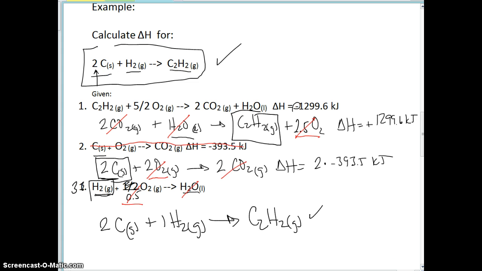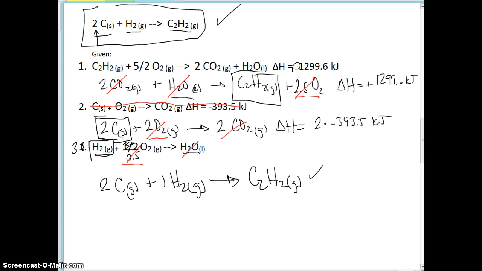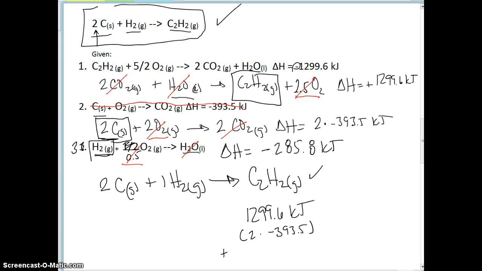So let's see, from the first one we have 1299.6 kilojoules, and we're going to add this to our second one, which is going to be 2 multiplied by negative 393.5 kilojoules. On my third one, it looks like I didn't give us a delta H value there, and I should have. It looks like it's a quick little typo. I'm just going to go ahead and fill it back in. This delta H would actually be given to us. It's in my notes. I've got it as negative 285.8 kilojoules there.